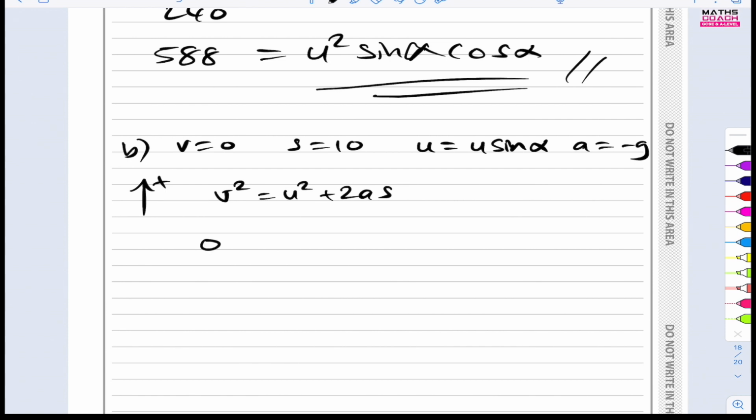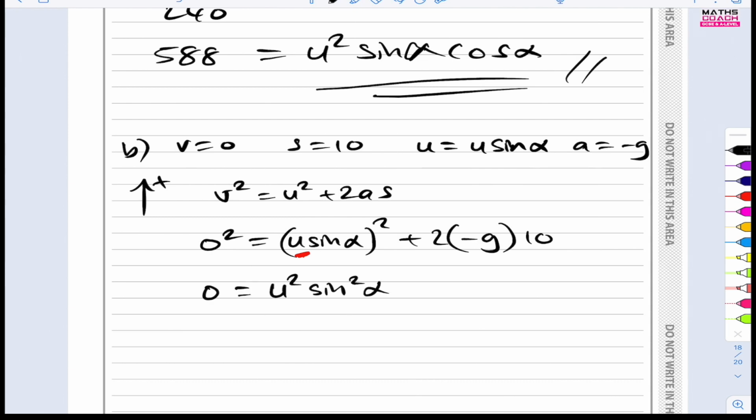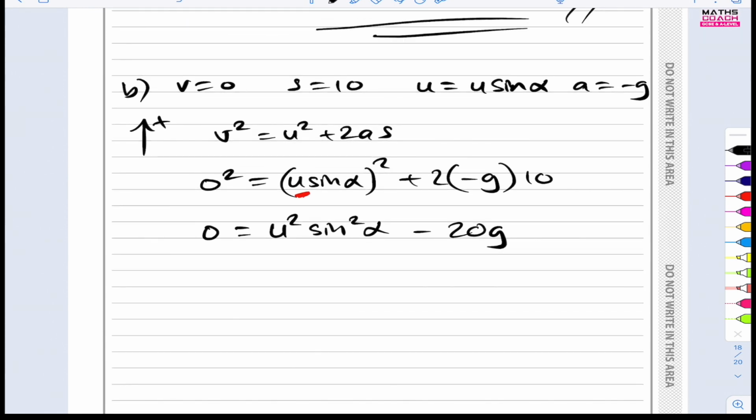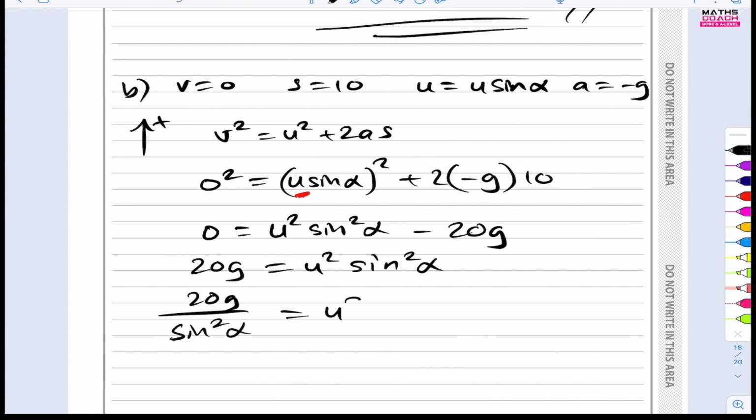So it's going to be 0 squared is equal to u sine alpha squared plus 2 times acceleration, which is minus g, times by the 10. And can you see here, u is going to be the only unknown because g is obviously a value that we can use. So 0 is equal to u squared sine squared alpha minus 20g. And then we rearrange that to make u the subject. So we're going to have 20g is equal to u squared sine squared alpha.